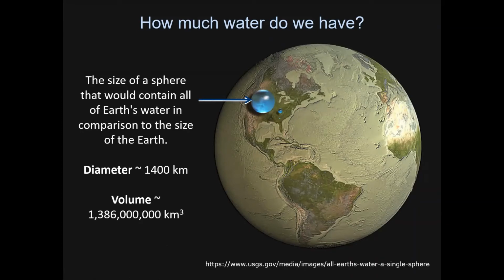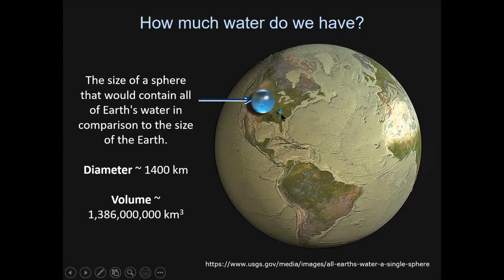I found this is a really cool image. This shows if you took all the water from Earth and put it into a ball, that's about how big it would be compared to the size of the Earth. So a diameter of about 1,400 kilometers and a very large volume. So that's 1.4 billion cubic kilometers. I can't even imagine that kind of number. It looks small, but if you think about the depths of the oceans compared to the actual size of the Earth, it's actually pretty skinny.